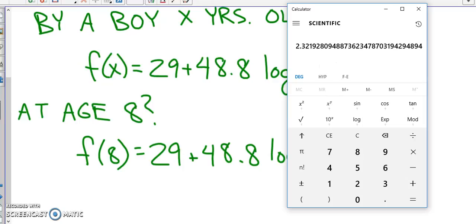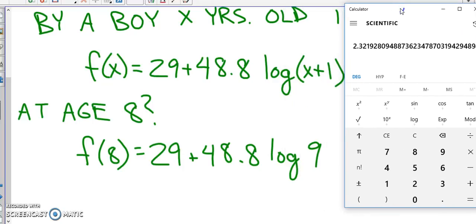Now, when I go to do my calculator, I'm going to do the log of 9 first on this one. A lot of you can just type it in as is. But on this type of calculator, I'm going to do the log of 9 times 48.8 plus 29. And that comes out to be roughly 76. So according to this model, at age 8, you're 3/4 of your adult height. I'm not sure I believe that, but just go with it.